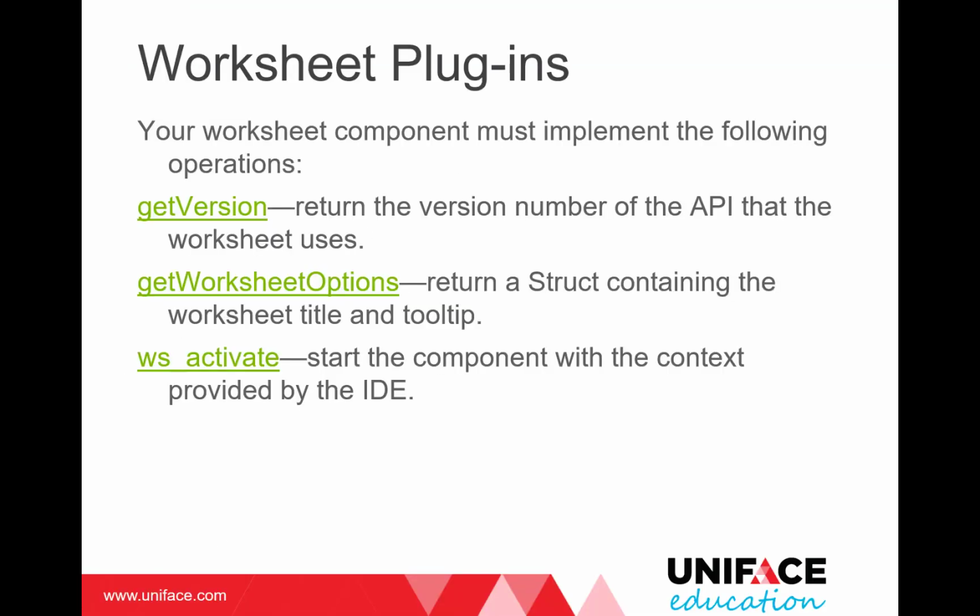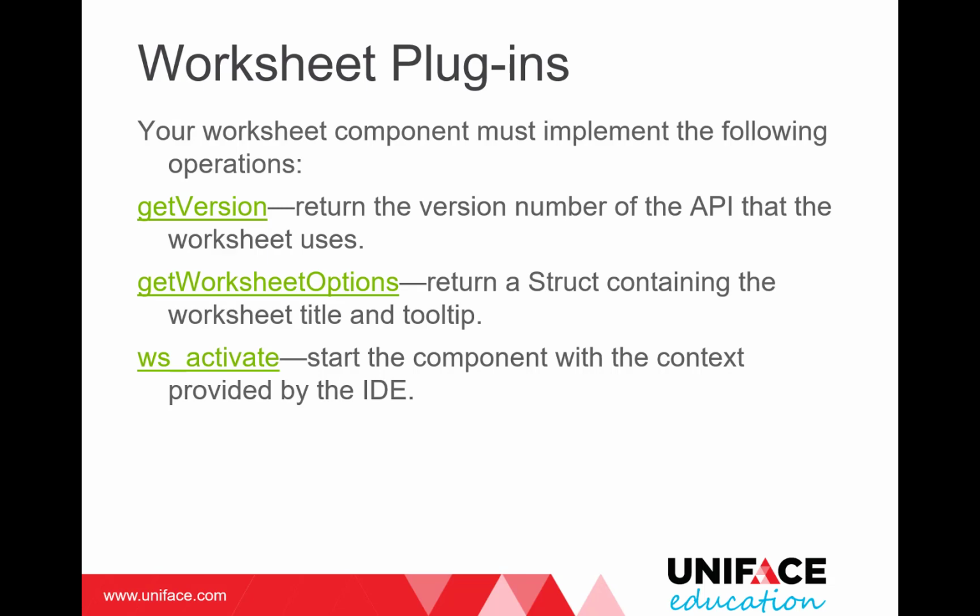Okay, so the Worksheet plugins, basically there are 3 mandatory operations. Get version returns the version number of the API that you're actually using. At the moment we're on version 1, but for future compatibility we need to make sure that there's a way of identifying which version of the API is in use. So this is how we can make the code future-proof and compatible as things move forward and change.